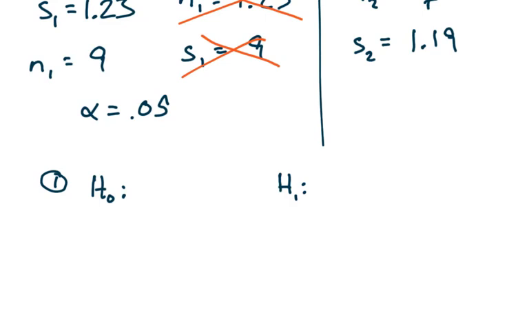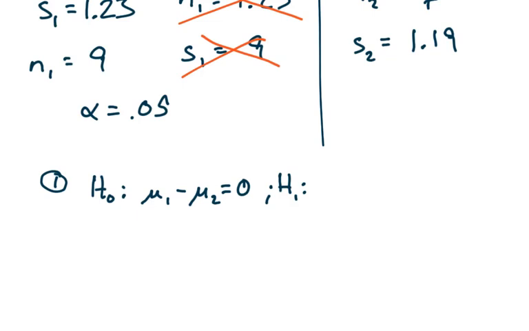So the hypotheses are thus. We're going to say mu subscript 1 minus mu subscript 2 is equal to 0. So the average number of sick days that men take minus the average number of sick days that women take is 0. That means there's no difference. And then here, let's see if there is a difference.